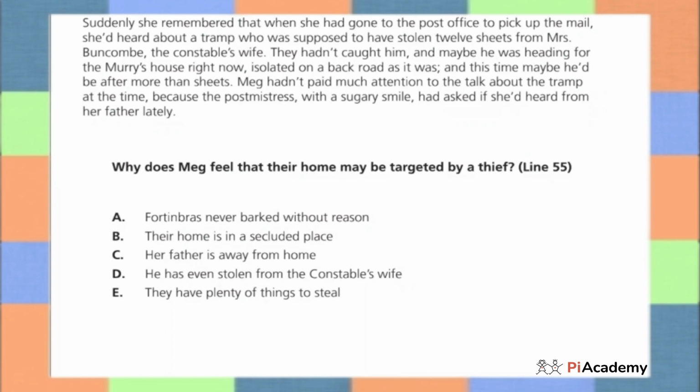Miss, which one's line 55? I'm just trying to work it out. It is, I believe, going to be the third line down, but you are using the entire bit of this paragraph. Okay, everybody is saying the answer is B. Yes. Their home is in a secluded place.